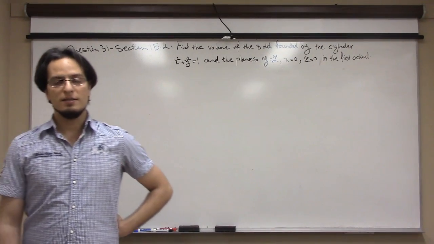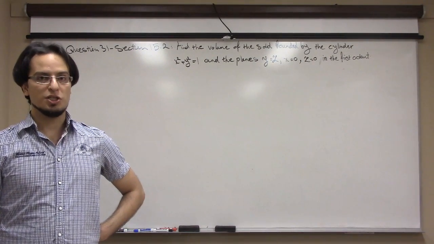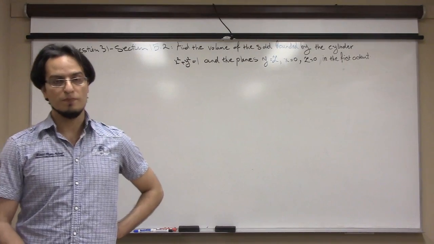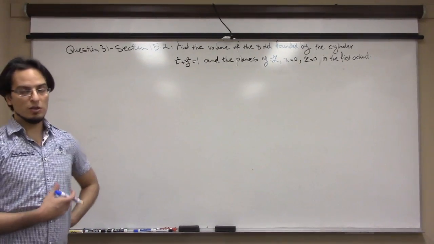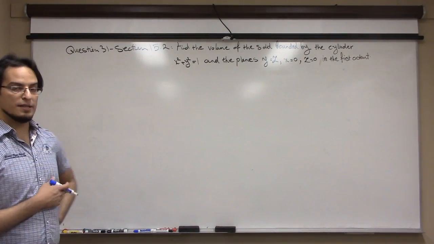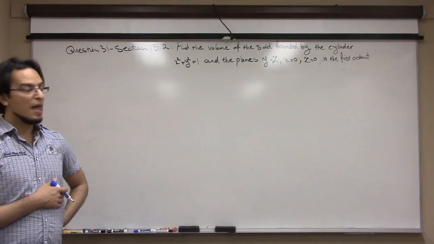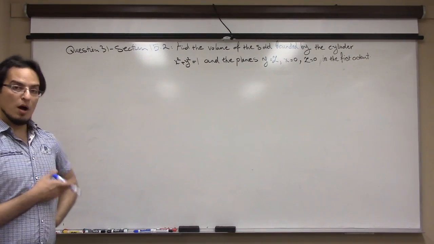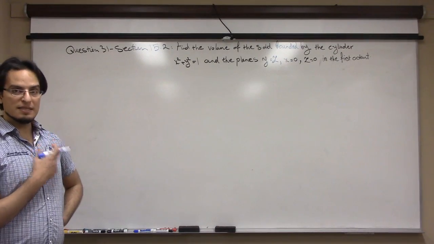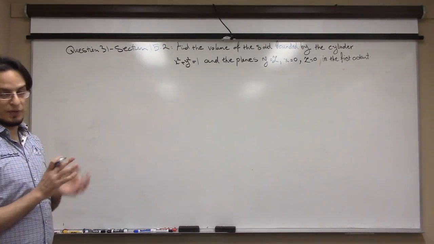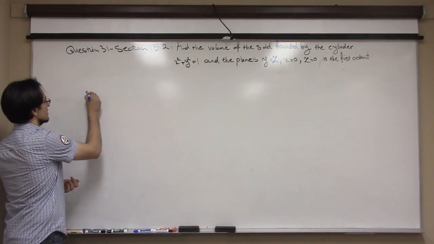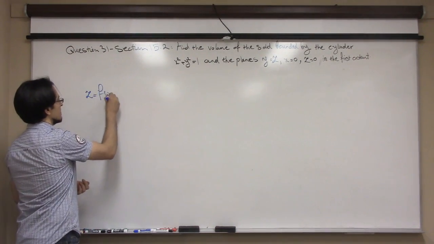Hello everyone. In this video I'm going to do question 31 from section 15.2. The question asks: find the volume of the solid bounded by the cylinder x squared plus y squared equals 1 and the planes y equals z, x equals 0, and z equals 0 in the first octant.